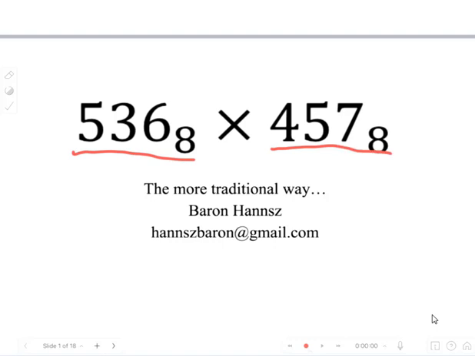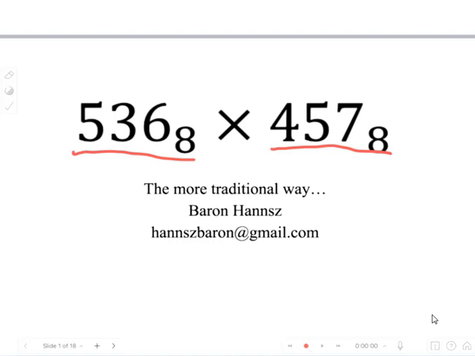Usually there are two common approaches out there for multiplying two numbers that are not in base 10. The most common approach is to convert both of the numbers to base 10, then do the multiplication as you normally would in base 10, get the answer, and convert that back to whatever base you started with. So in this case, we have 536 base 8 and 457 base 8. You would first convert them both to base 10, do your multiplication as normal, and then convert the answer back to base 8. That's the first approach.